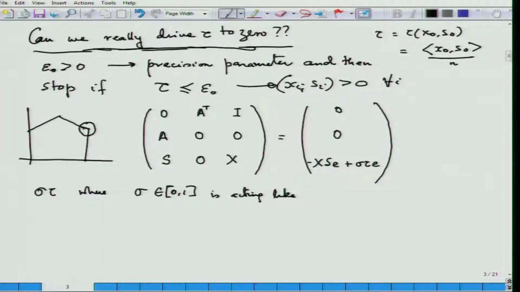So, this term, sigma, is called an affine scaling direction, or is acting like a pointer which points towards the central path.